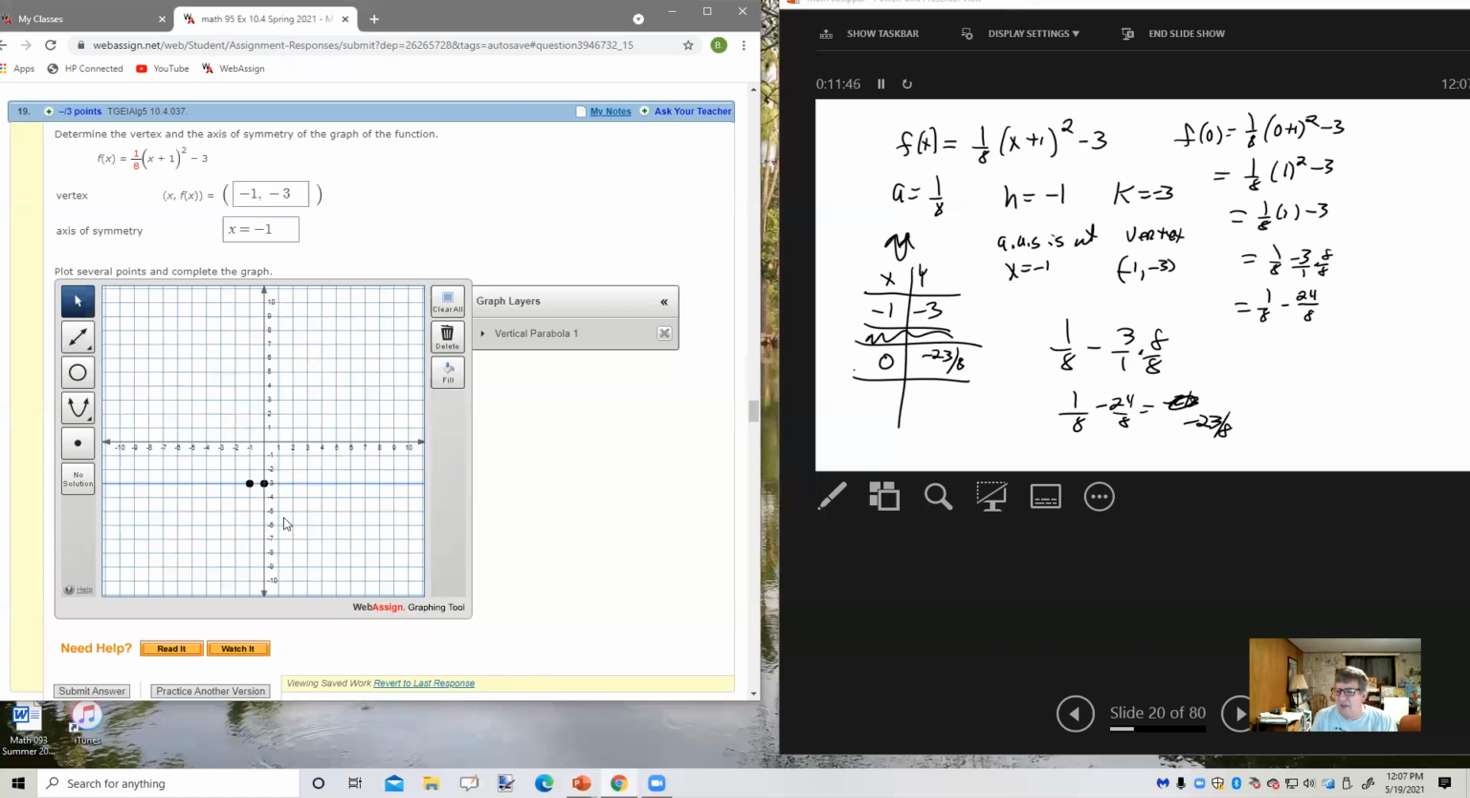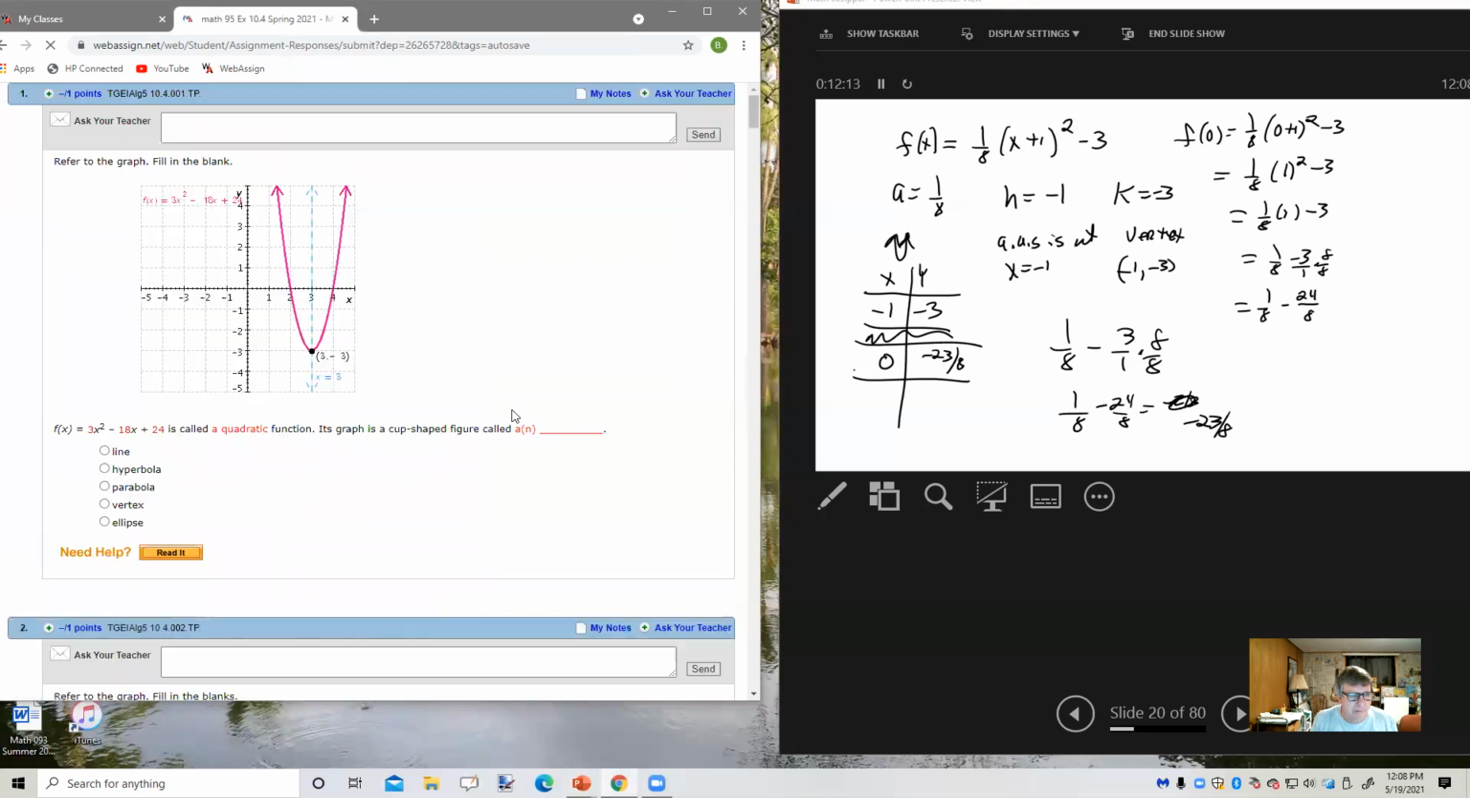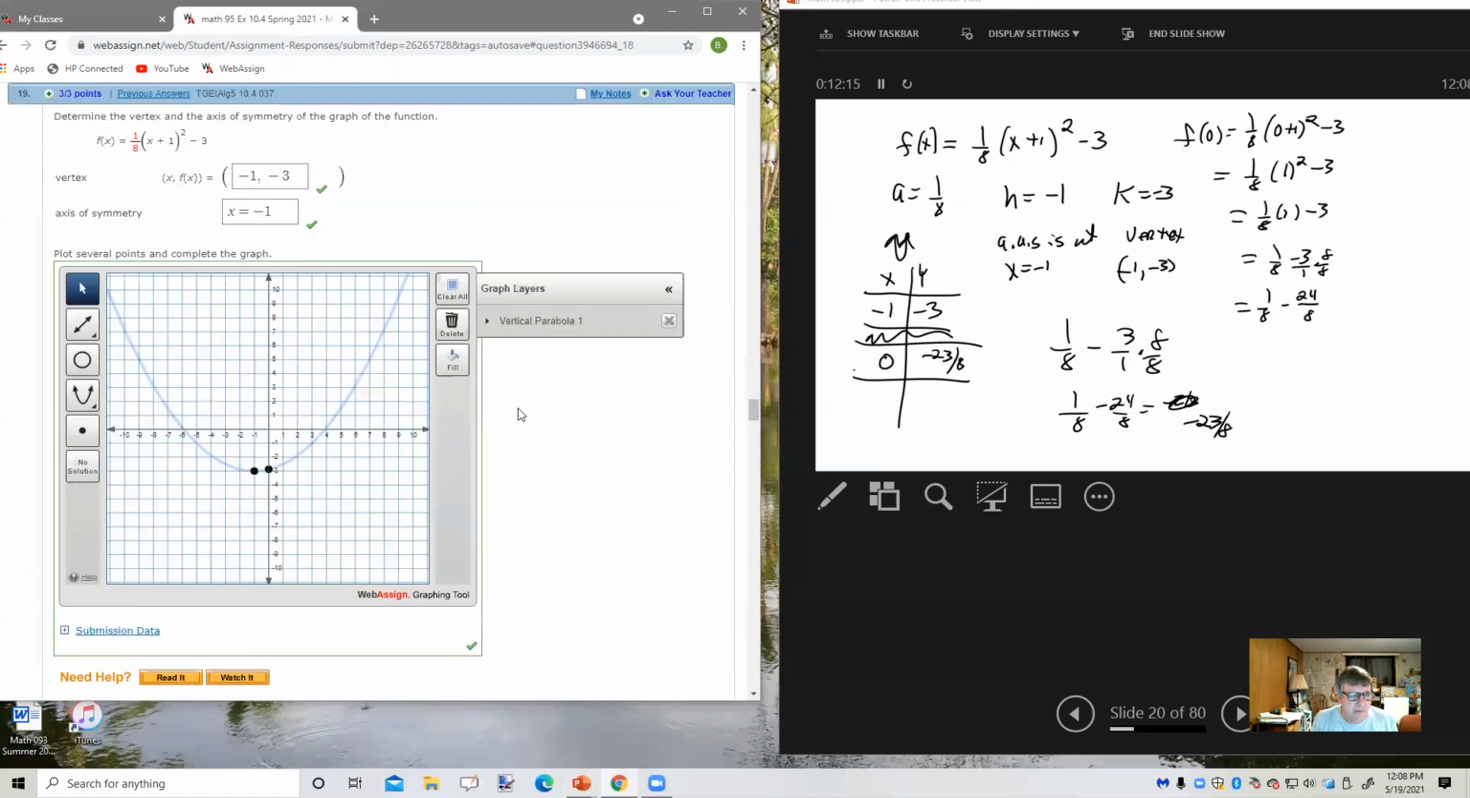But now, as we found with linear equations, the points tend to slide to the nice numbers. So I'm going to go back here, and there's my vertex at -1, -3. But I'm going to go in and change the y value to -23/8. Okay. And there you have it.